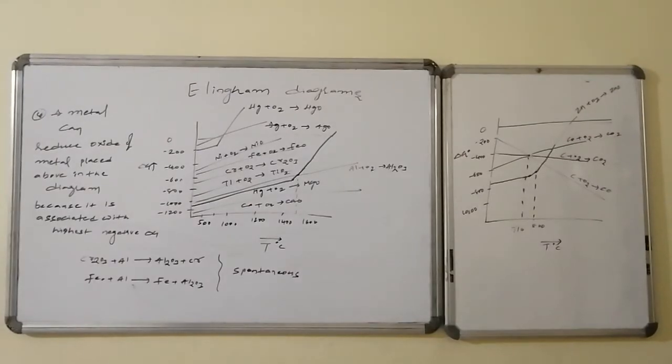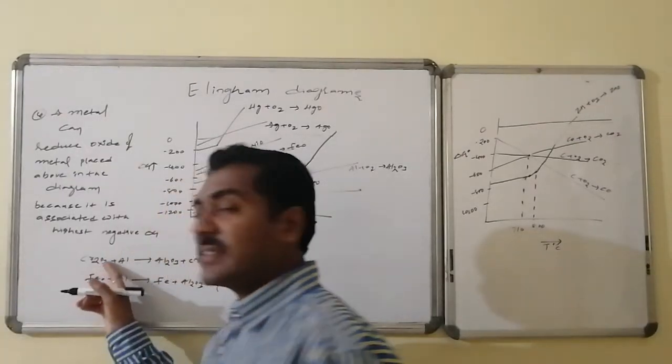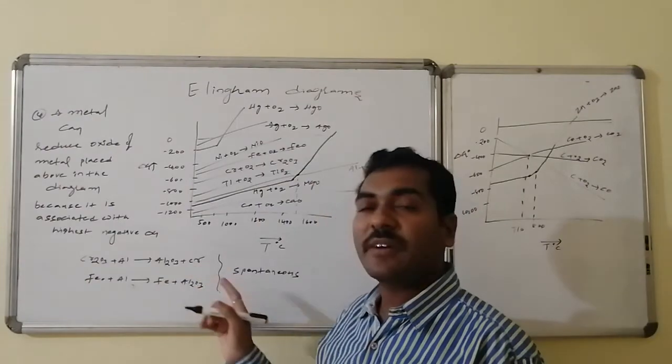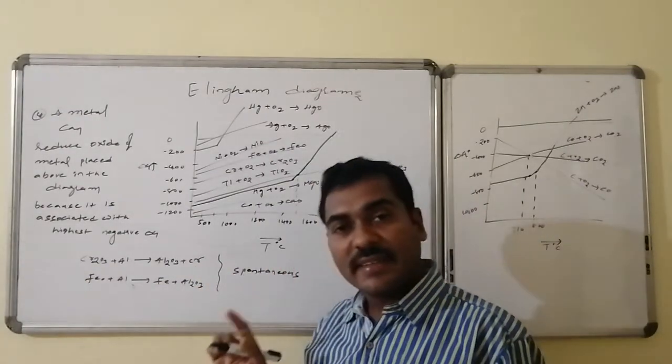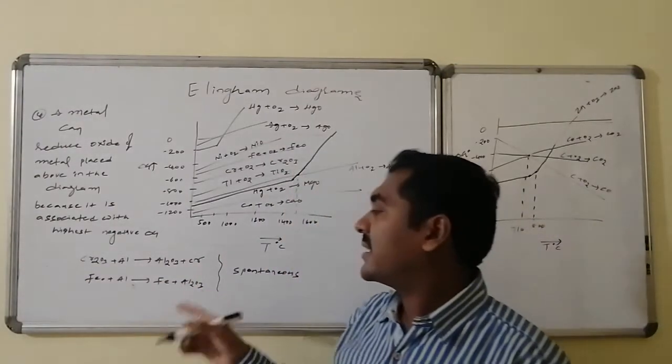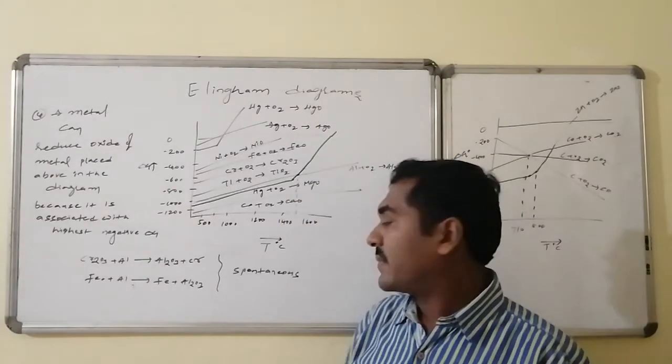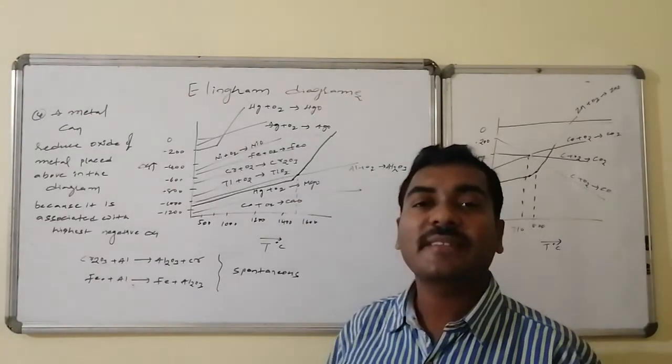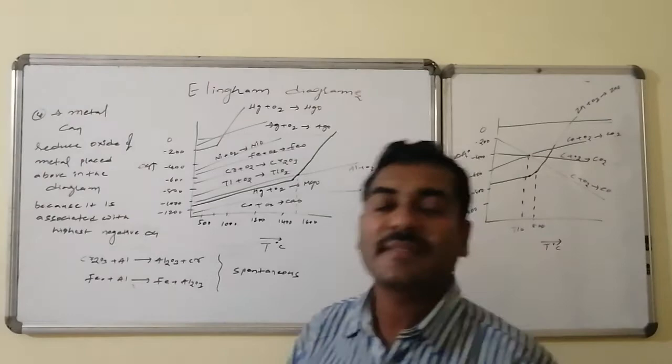Thus we can write the situation in such a way that chromium trioxide on reaction with aluminium forms alumina followed by chromium, a spontaneous reaction. Similarly, ferrous oxide on reaction with aluminium forms ferrous followed by alumina, which is also a spontaneous reaction, but not the reverse.